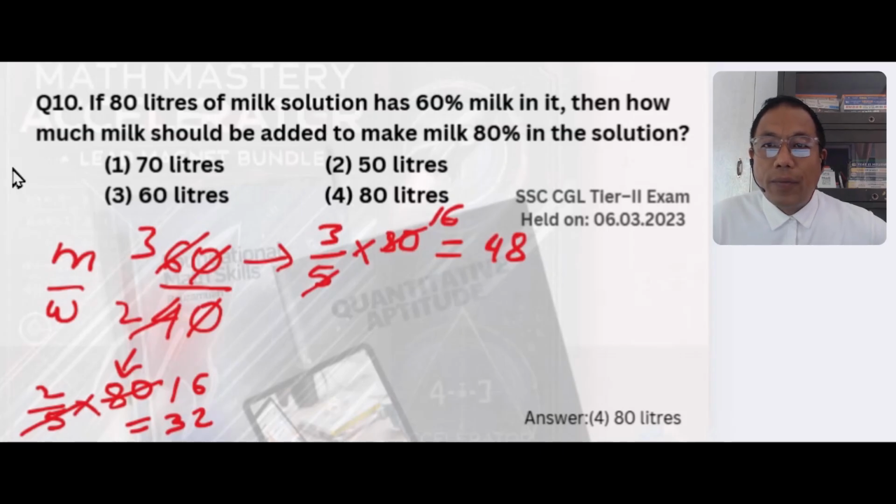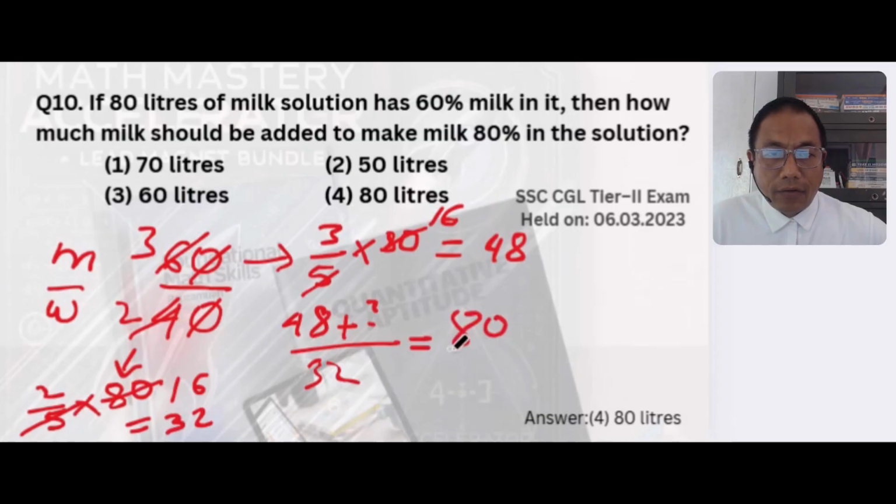Then how much milk should be added to make milk 80% of the solution? Milk 80, 48 plus how much of milk? 32 equal to 1 milk 80%. 80 out of 100. Remember it is 20. I want to get this. Find question mark. Cancel this.